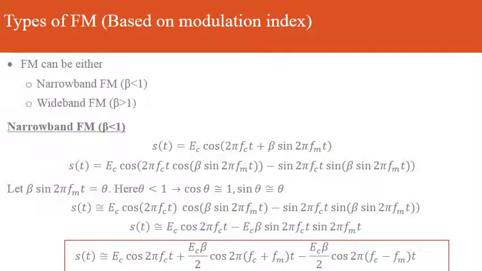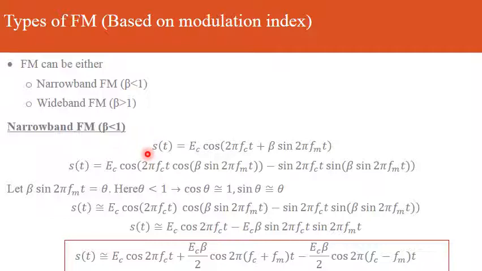Based on the modulation index, frequency modulation can be classified into two types: narrow band FM and wide band FM. When the modulation index beta is less than 1, the frequency modulation is known as narrow band FM, and when beta is greater than 1, it is known as wide band FM. Now we can derive the expression for narrow band FM.